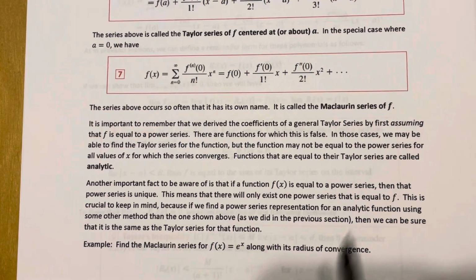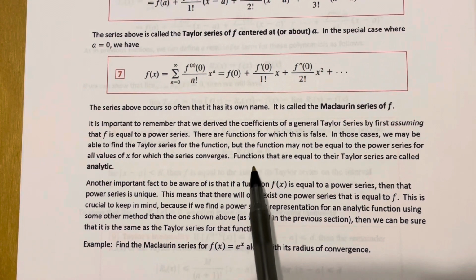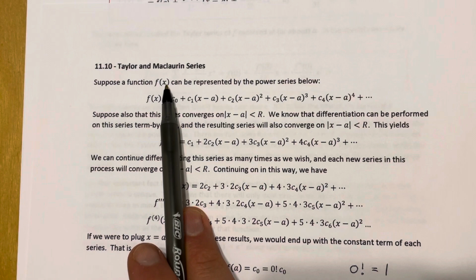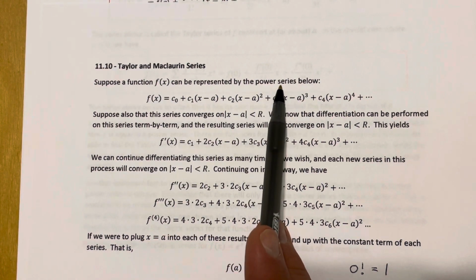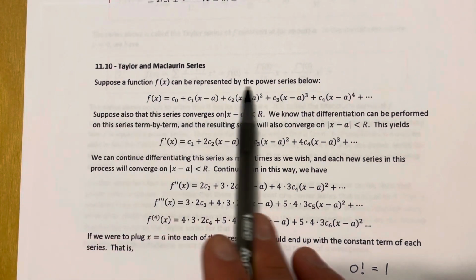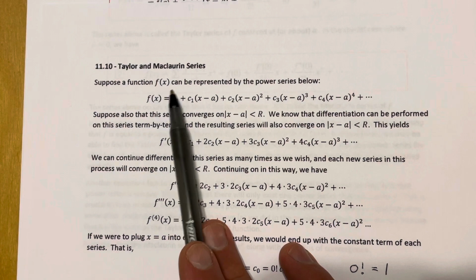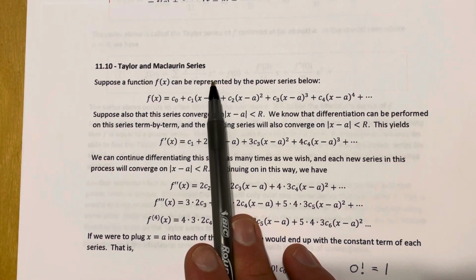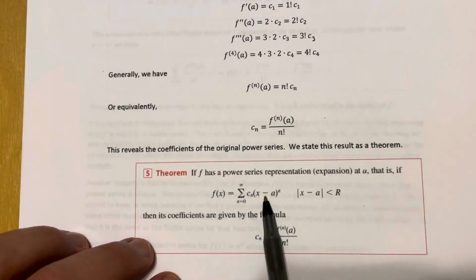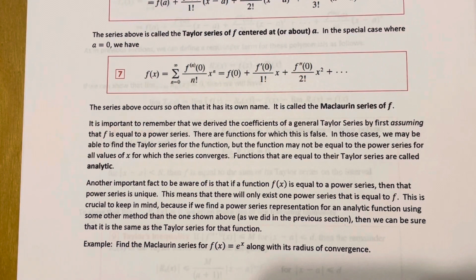Okay? One thing that needs to be pointed out here: if we go back to the very first sentence in this section, suppose a function f of x can be represented by the power series below. That's an assumption that we're making. Right off the bat, we're assuming that f of x has a power series representation. If that assumption is true, then this is what that power series would look like. But that's not always true.